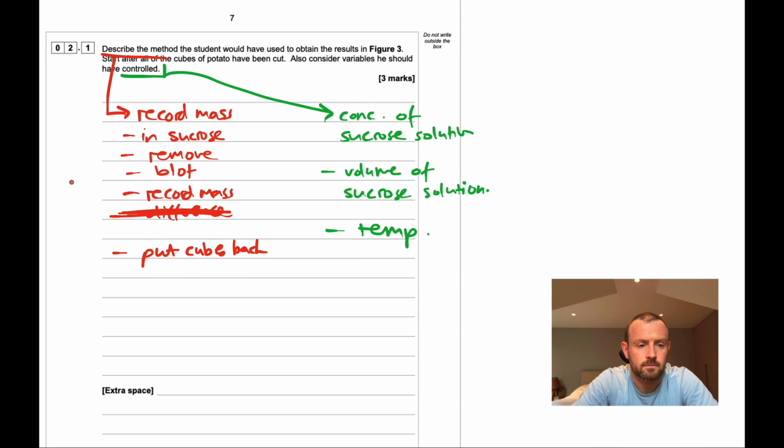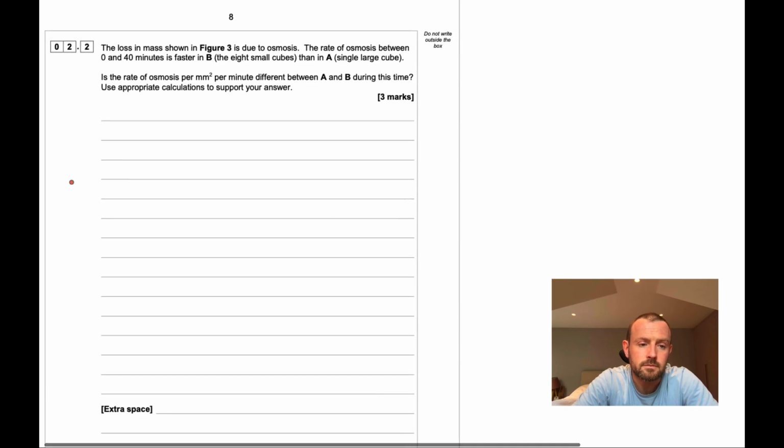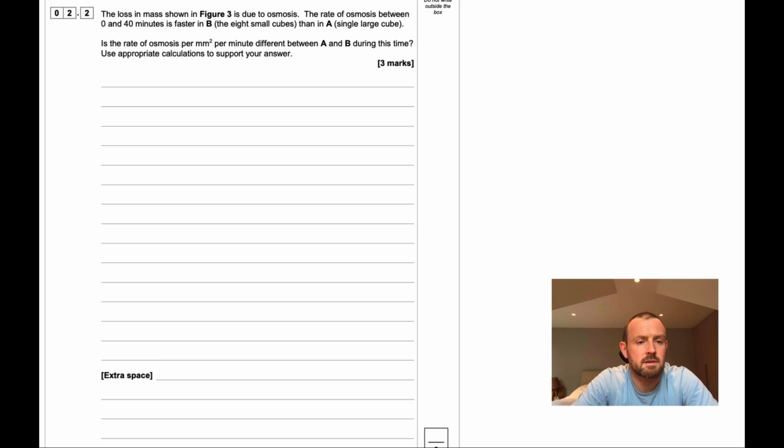Okay, moving on. 2.2. The loss in mass shown in figure 3 is due to osmosis. The rate of osmosis between 0 and 40 minutes is faster in B than in A. Is the rate of osmosis per millimeter squared per minute different between A and B in this time? Okay, so we need to work out the surface area of both cubes. Right, so I'm going to take you through the marking of this.